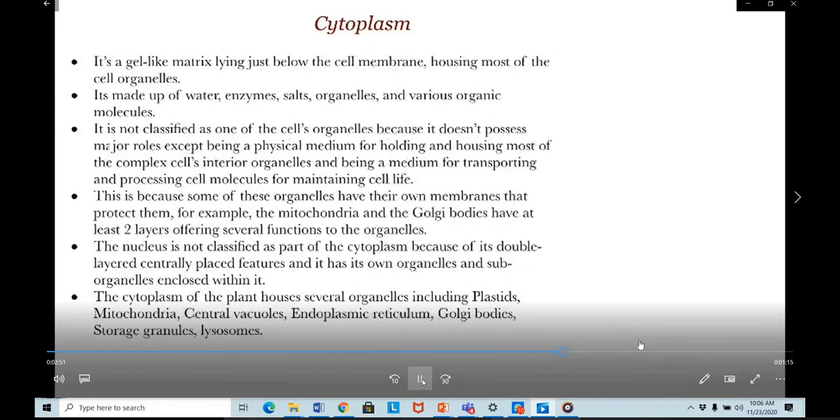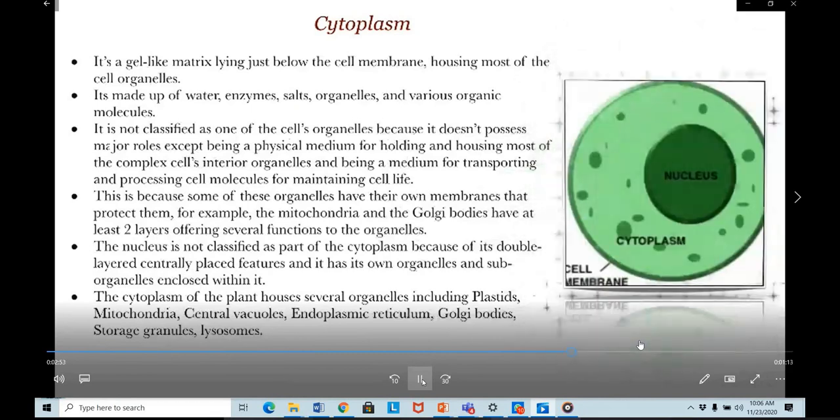Cytoplasm. It is a gel-like matrix lying just below the cell membrane, housing most of the cell organelles. It's made up of water, enzymes, salts, organelles, and various organic molecules.